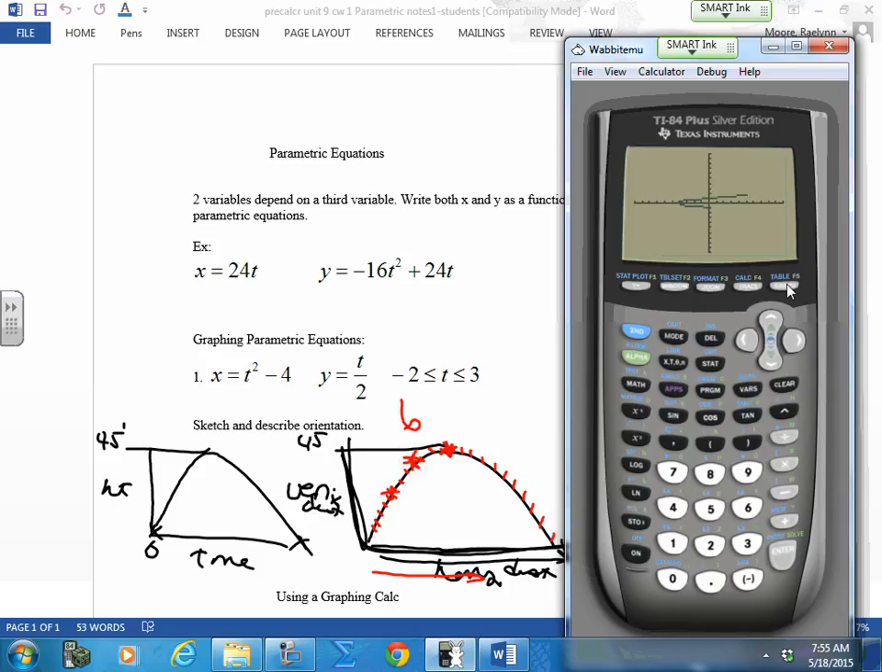And it graphs it over time. If you notice, its starting point was right here. And then it went, I don't know if you saw it go, here, here, here. This is called the orientation.